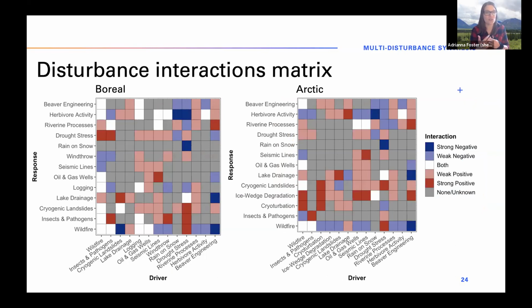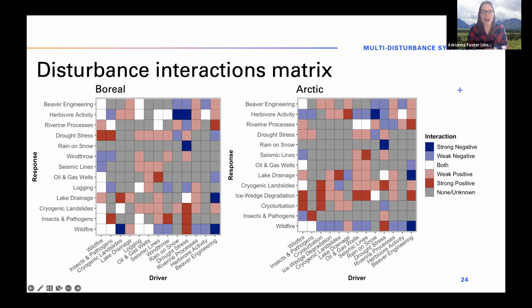And this was sort of just scraping the surface of trying to get at what these interactions are, at kind of a categorical qualitative level. And so I think the most striking thing here is how many unknowns there are in the gray. And so some of these are unknown because we don't have enough data, and then some because those disturbances don't currently overlap in space. So say like logging and some like cryogenic landslides maybe. I don't think that's true, but yeah.